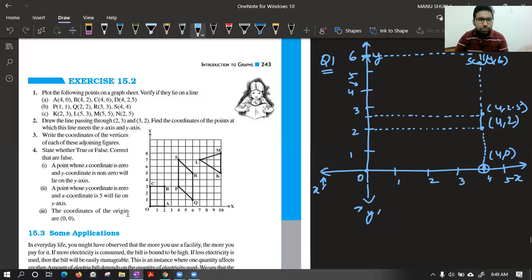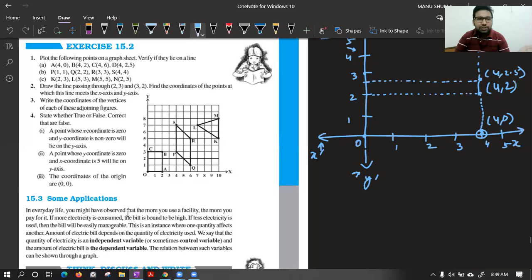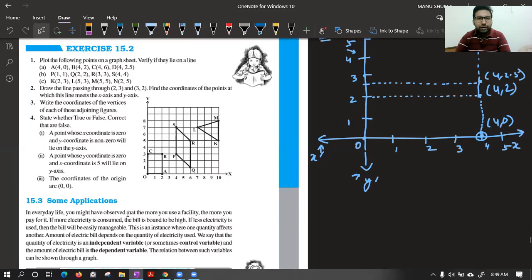Let's see question number 2. Draw the line passing through 2 comma 3 and 3 comma 2. Find the coordinates of the point at which the lines meet x axis and y axis. Class, this is a very good question, and I hope you people tried it on your graph paper, because when you do on graph paper, at that time only you will get the correct answer, because it requires a graph paper.